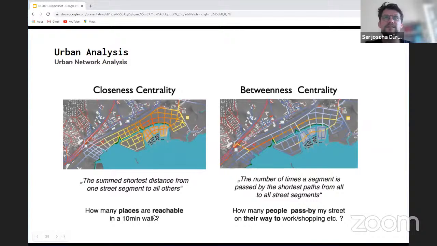So here, how many places are reachable in a 10-minute walk? Places in this case you would probably say street segments. You can, of course, also assign buildings to street segments, or you say amenities, retailers, pharmacies or schools, and then you would measure how many schools you can reach within a 10-minute walk. So this is more fine-grained. You can define it as you want. Places would be the most general one, but you can narrow it down to something you are particularly interested in.